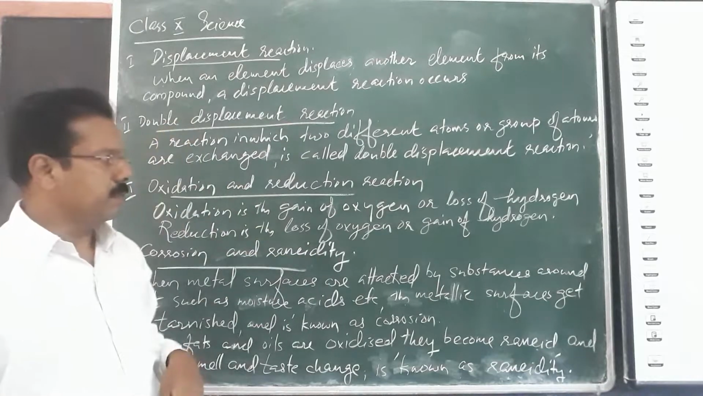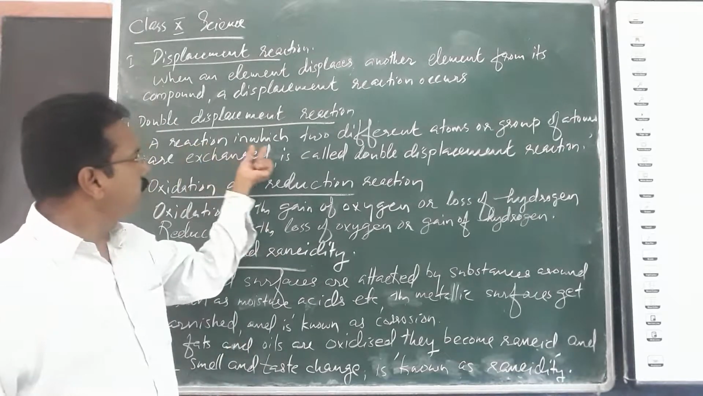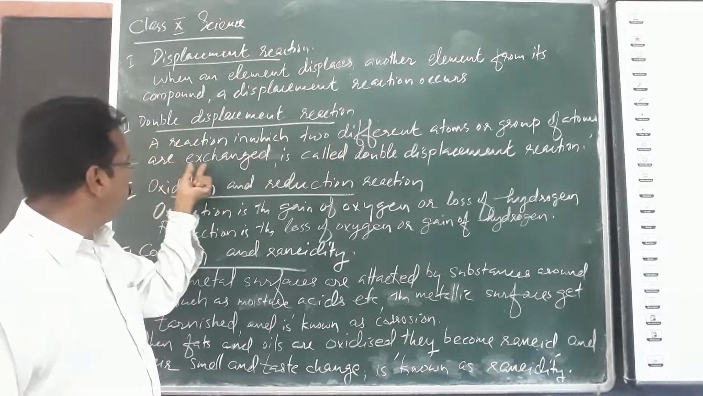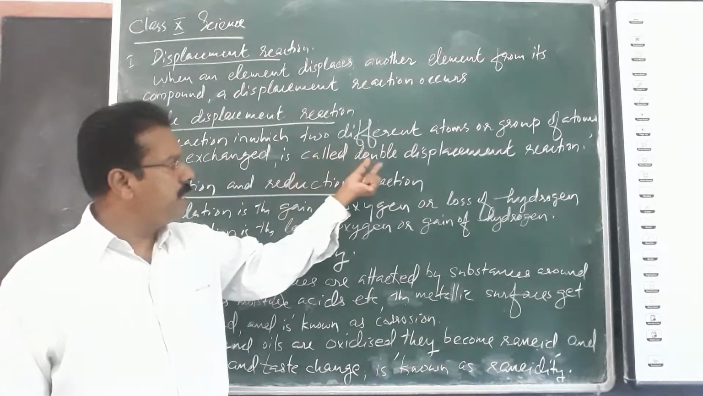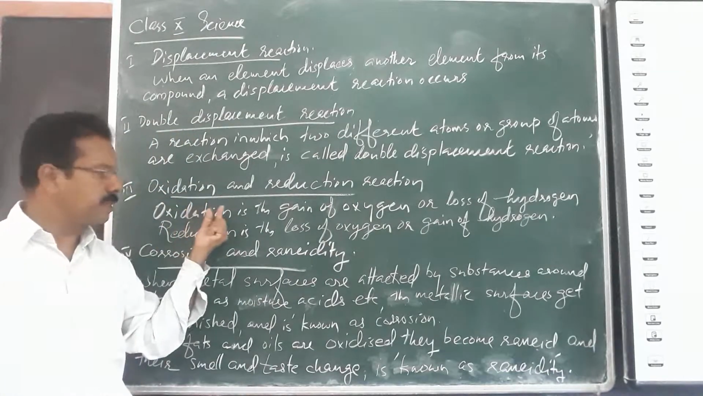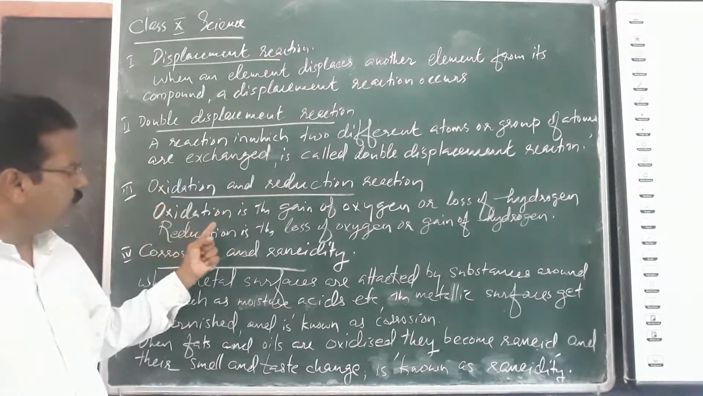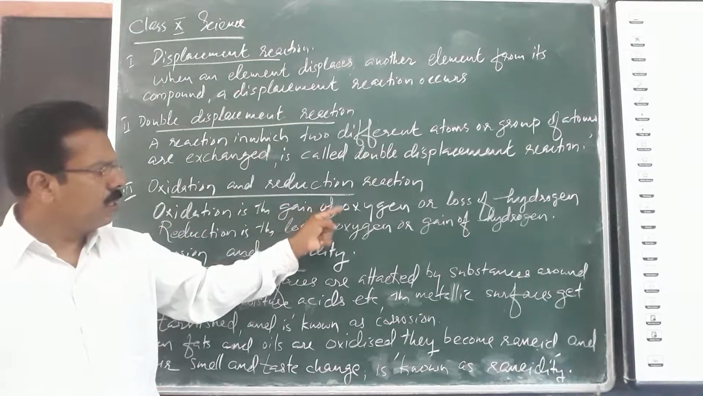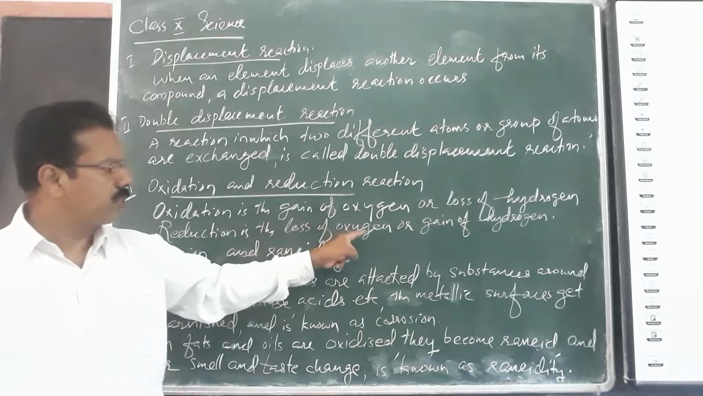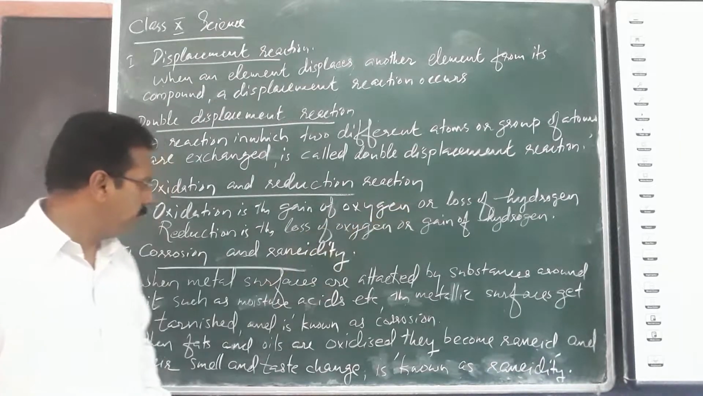Double displacement: a reaction in which two different atoms or groups of atoms are exchanged is called a double displacement reaction. Oxidation and reduction reaction. Oxidation is the gain of oxygen or loss of hydrogen. Reduction is the loss of oxygen or gain of hydrogen.